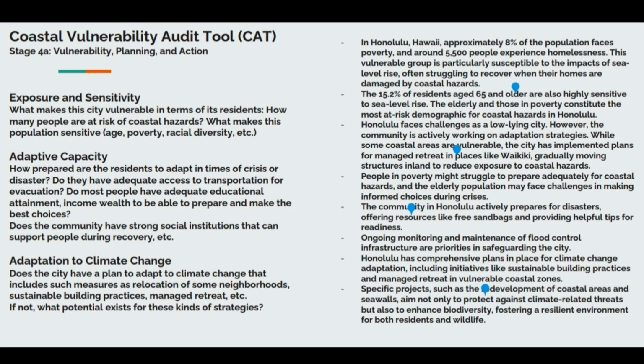For Stage 4A, which is vulnerability planning and action, here we see exposure and sensitivity, adaptive capacity, and the adaptation to climate change. In Honolulu, 8% of the population faces poverty, which I found very interesting, and 15.2% of residents aged 85 or older are highly sensitive to sea level rise, which is why I believe that Hawaii is not a location for retirement. The people in poverty might struggle to prepare adequately for the coastal hazards, and the elderly population may face challenges in making informed choices during crises.